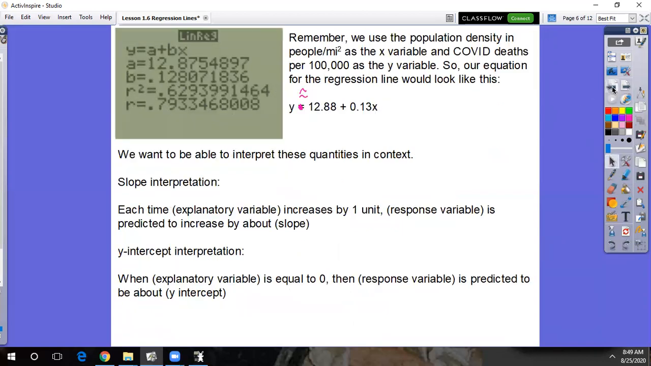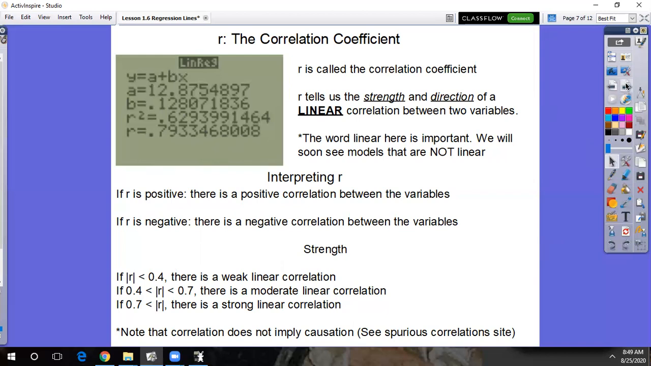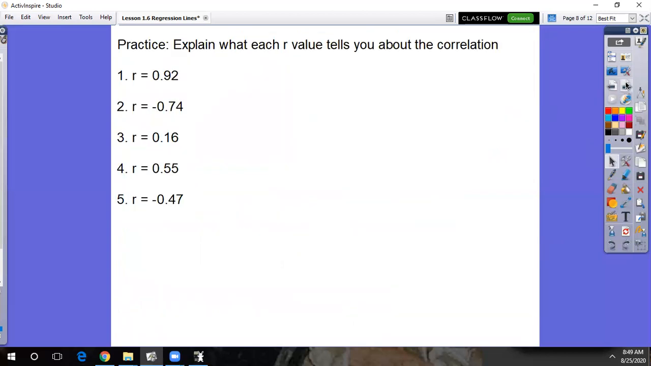So now that we understand what all of these variables in this output mean, so we have A, B, R, we'll talk about R squared at the end. Now that we understand what these mean, let's practice with interpreting some R's, and then we're going to take a look at what the graph is actually going to look like. So for example, 0.92, this would be a strong positive linear correlation.